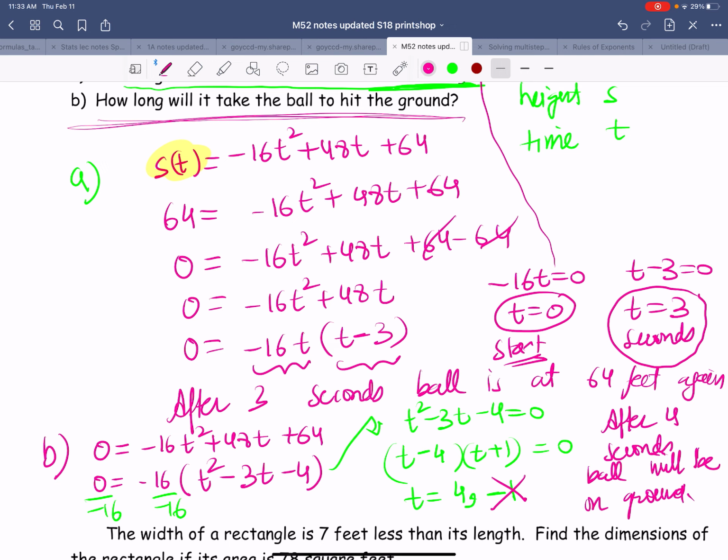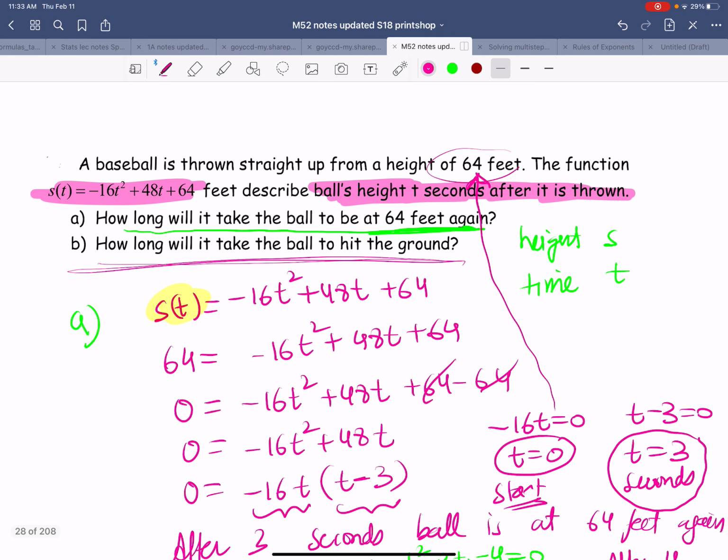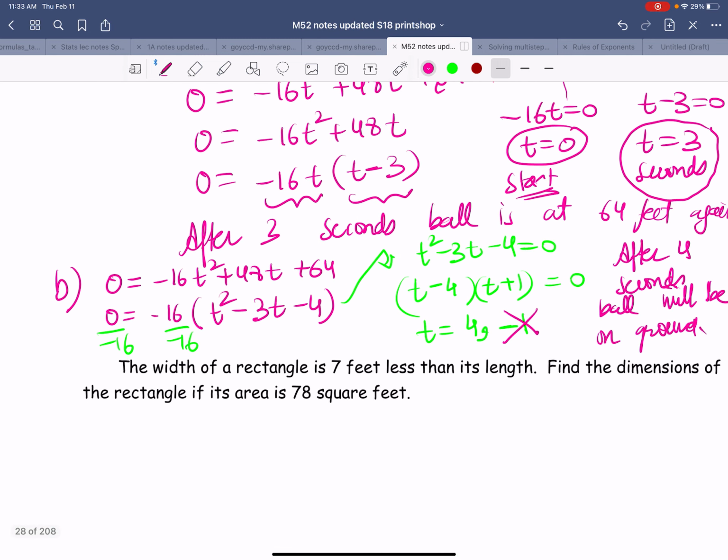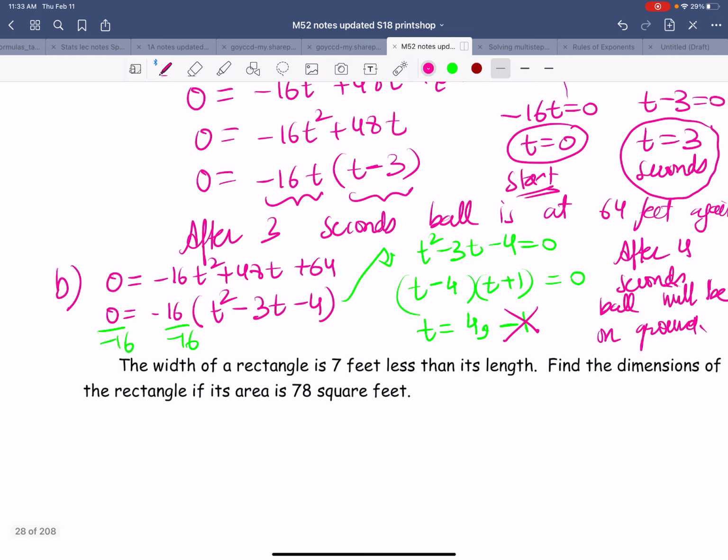Time is never negative. Also think about the negative 1. That means when the time was 0, when we actually shot it up, we were at 64 feet height. So it happened sometime before that, it was on the ground. And that's not going to be our answer because time is never negative. Time is always positive. Time and distance are always positive.